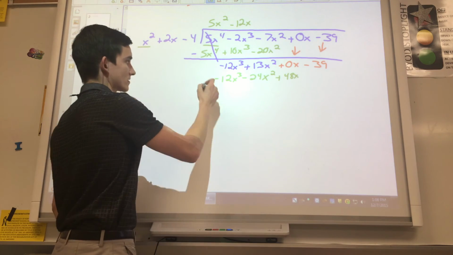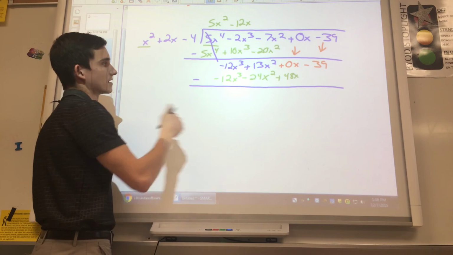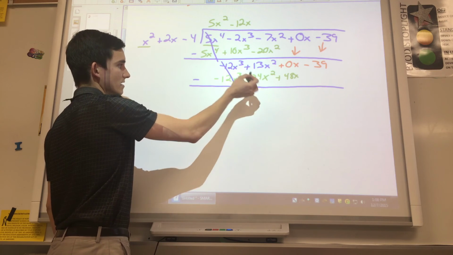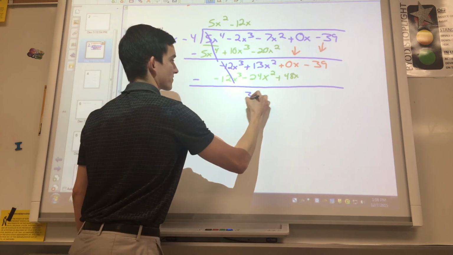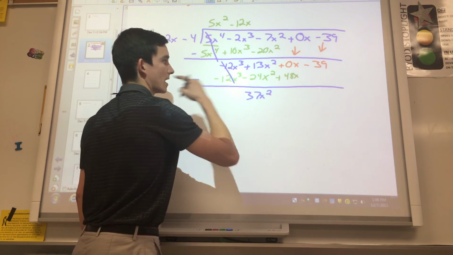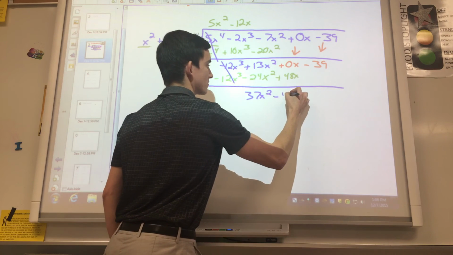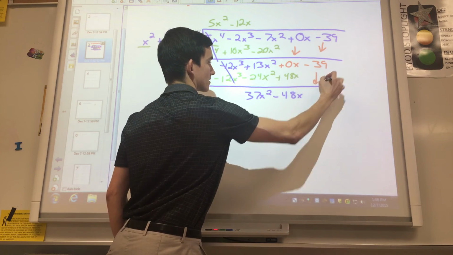All right, subtract. We're almost done, believe it or not. It's not too bad. So these are going to cancel. Positive 13 minus a negative 24, so that's plus 24, so that's 37. And then 0 minus positive 48, so that's negative 48x, and then lastly bring this down.